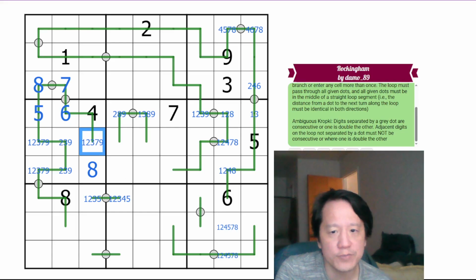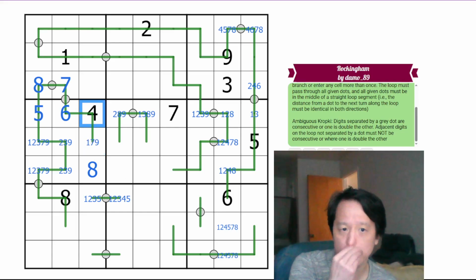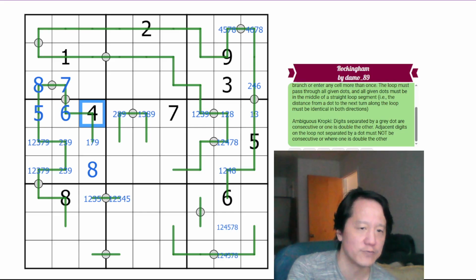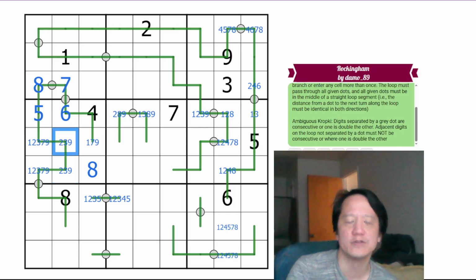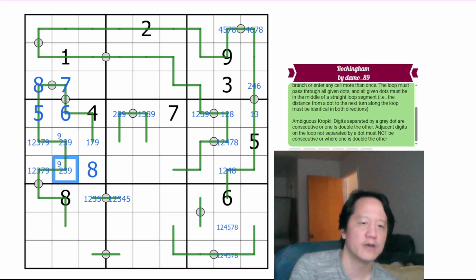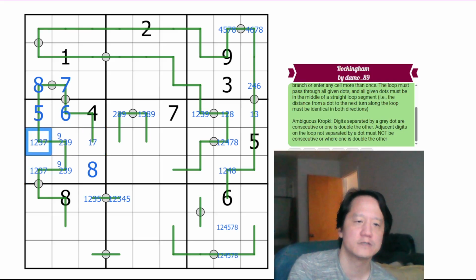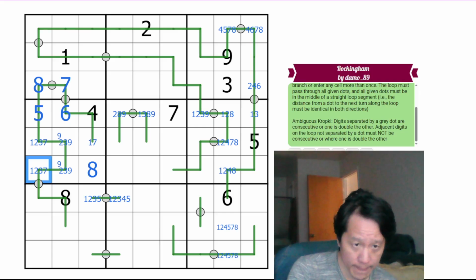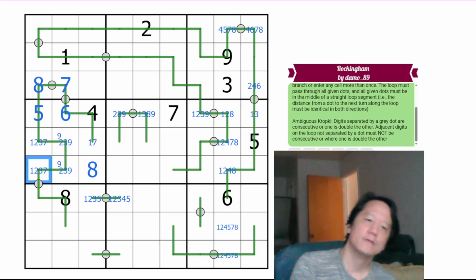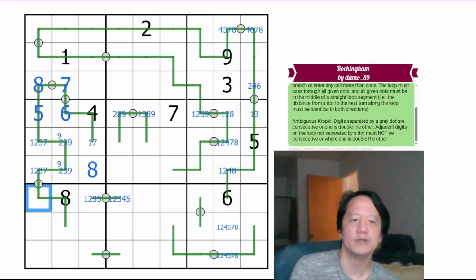2 can't be here. 3 can't be here because that would be in a 1 to 2 ratio or consecutive with the 4. This cannot be a 2-3 pair because then they would be consecutive and there's no dot between them. So they have to have a 9 here, which eliminates 9 in the rest of the box. If this were 1, that would mean this has to be 2.